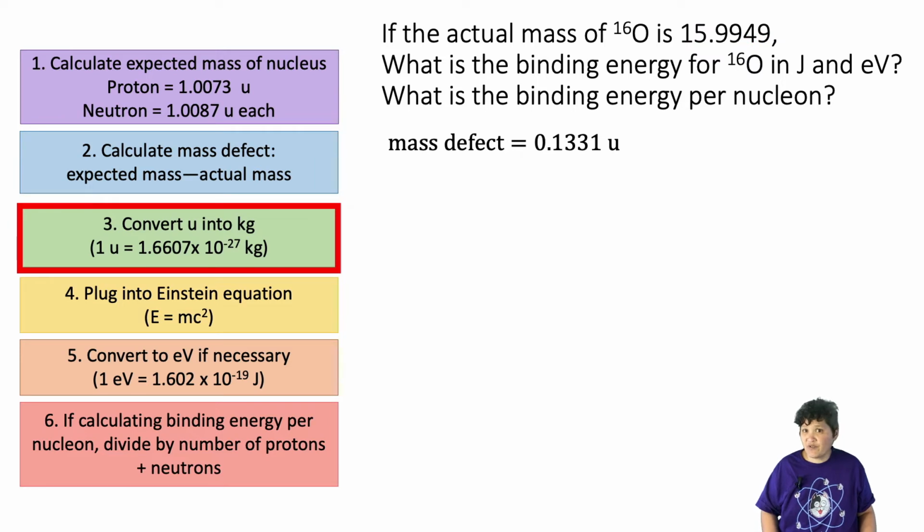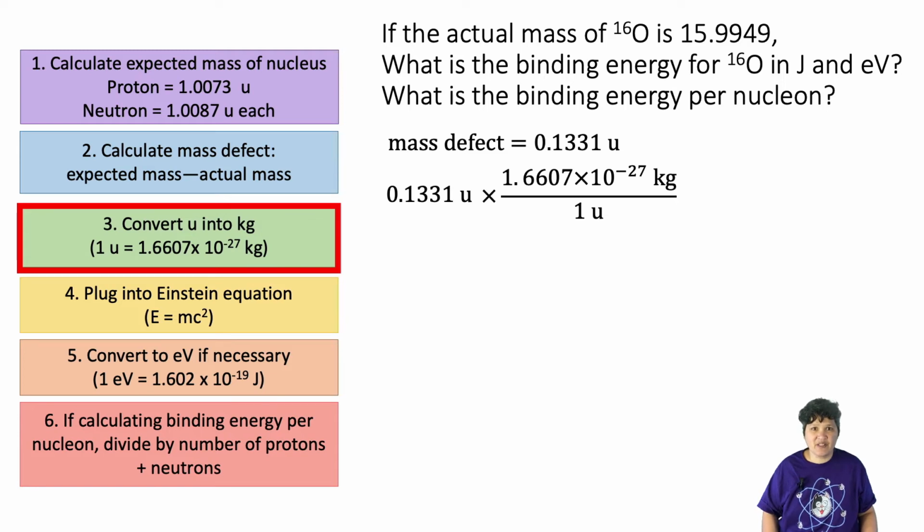Our next step is to convert U into kilograms. We'll multiply by the conversion factor of 1.6607 times 10 to the minus 27th kilograms, which gives us a mass of 2.21 times 10 to the negative 28th kilograms.